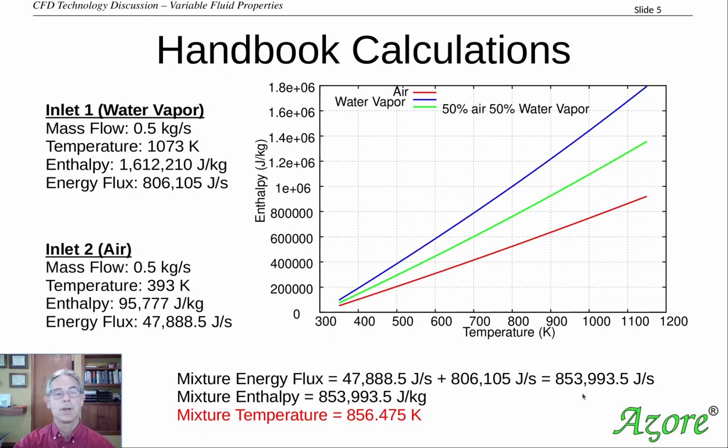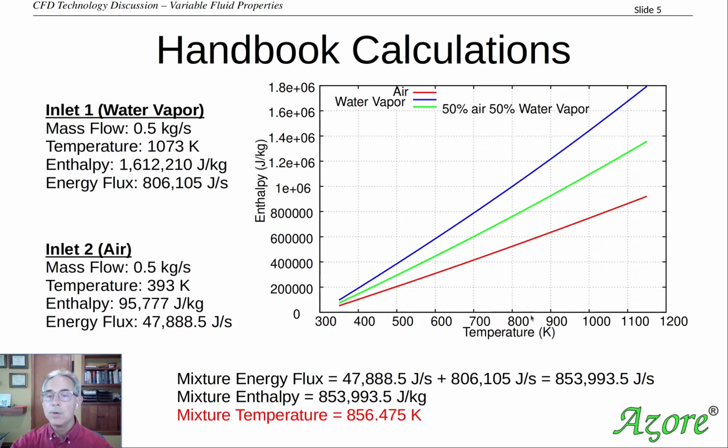Once we know the energy flux, we can use the total mass flow rate coming in here, divide that in there, and that allows us to find a mixture-weighted enthalpy. Once we know the mixture-weighted enthalpy, we can look up a value for temperature that would represent that mixing process. So if we look over here, we're looking at a mixture enthalpy of about this value, which is right in this area. And then we would follow over here and see where that intersects our green line, because our green line represents 50% air and 50% water vapor, which is what we have.